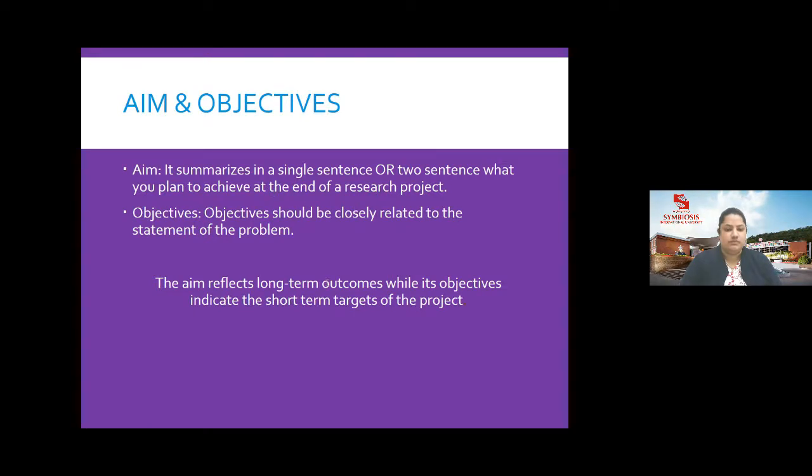Okay, so the aim in short summarizes, in a single sentence or two sentences, the entire plan which you expect to achieve in your research project, whereas objectives are closely related to the statements of the problem that you are coming across or that you are throwing light on through your research. So the aim reflects the long-term outcomes, while your objective indicates the short-term targets of the project.